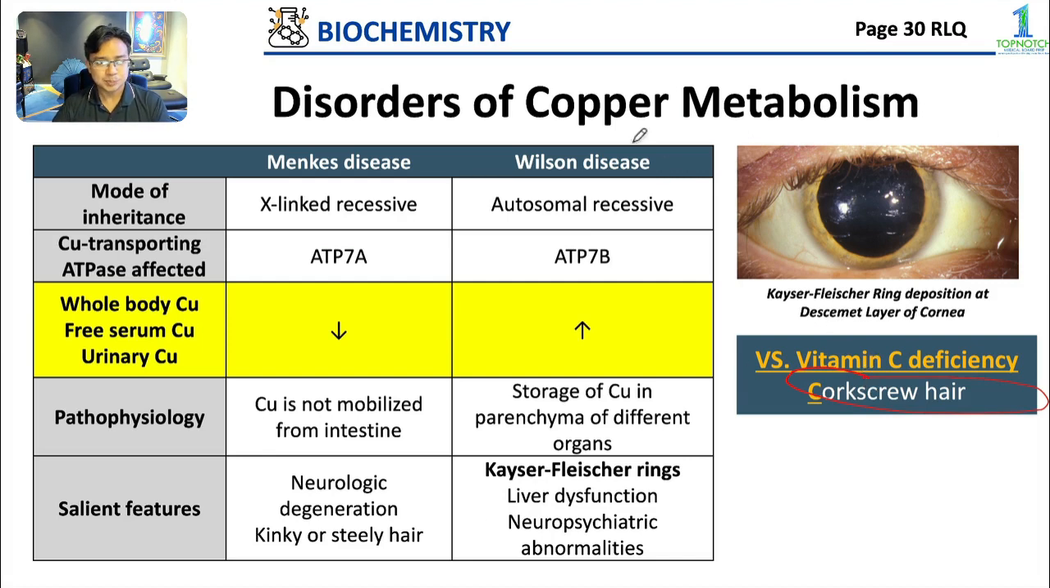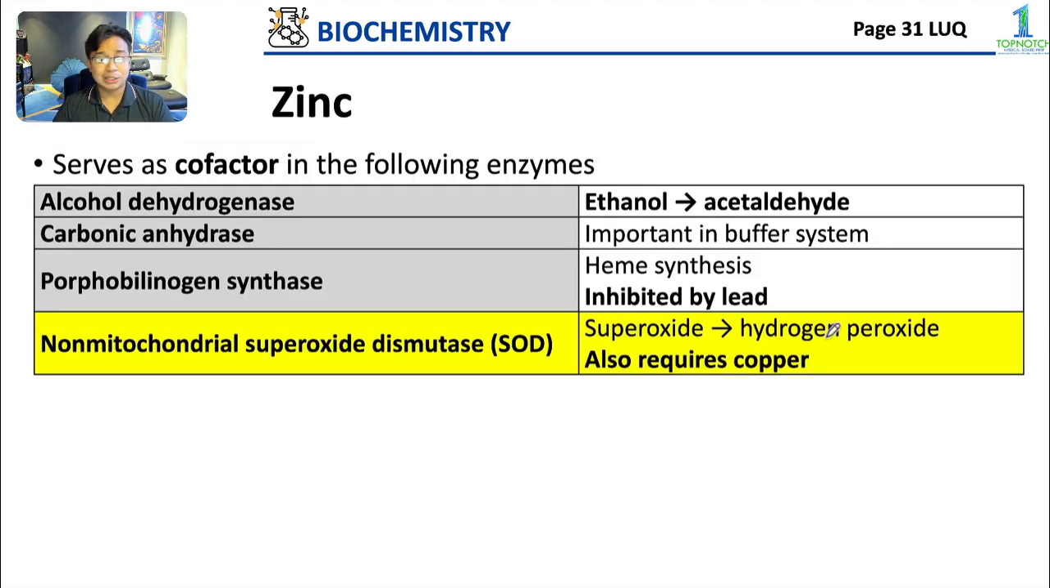So, kakaiba sila. Now, in Wilson disease naman, we have the autosomal recessive ATP7B mutation causing to increase copper in the body. And copper is then stored in different organs. Okay, meron sa liver, meron sa CNS. So you can have liver dysfunction, you can also have neuro problems in the process. And of course, in the eyes, they can be stored in the descemet layer of the cornea, presenting as Kayser-Fleischer rings. Zinc is also an important cofactor in different enzymes.